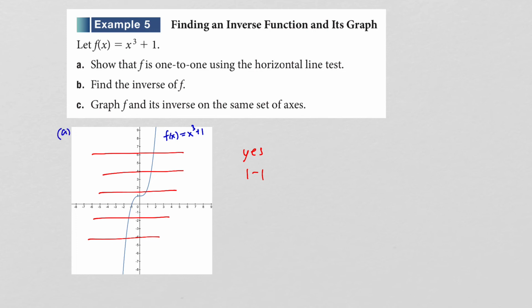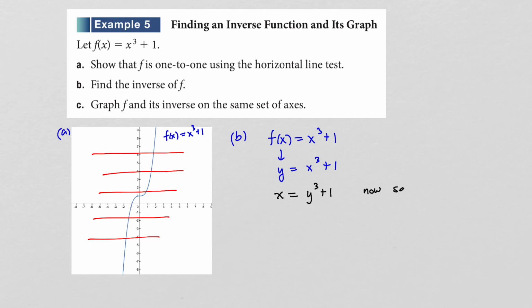Now for part B, they want us to find the inverse of f. So to do this, let's remember how to find the inverse. So our function is f of x equals x cubed plus 1. The first thing we're going to do is change f of x to the variable y. After that, to find the inverse, we are going to interchange x and y. So y becomes x and x becomes y.